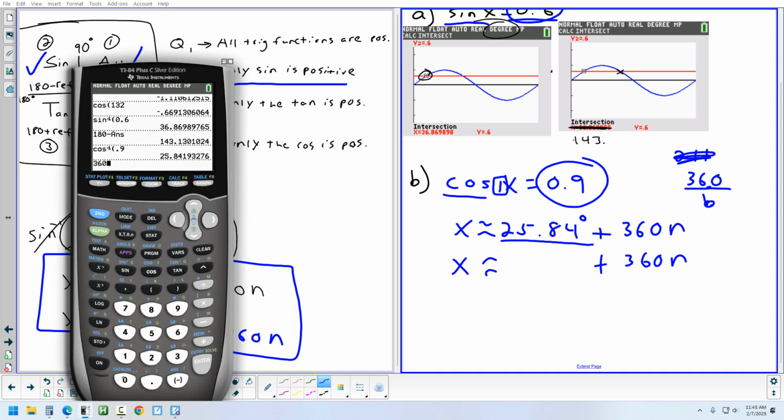Yep, so 360. I can just do minus, press the second button, and bring up the answer that I just had. Then I don't even have to type it in. And I get 334.16.